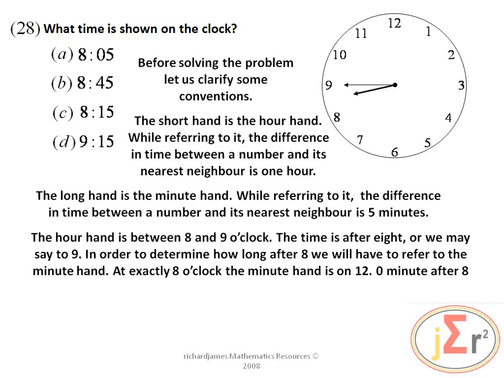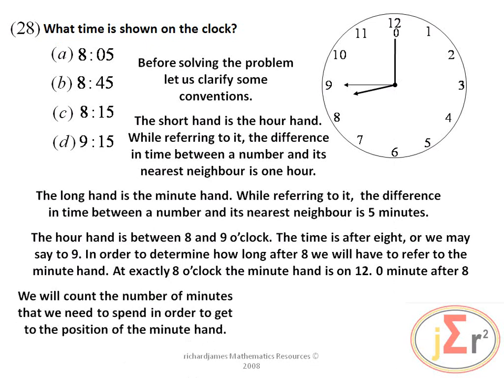At exactly 8 o'clock, the minute hand is on 12. So at exactly 8 o'clock, this one will be pointing on 8 and the minute hand would be on 12. That is exactly 8 o'clock. That is no minute after 8.